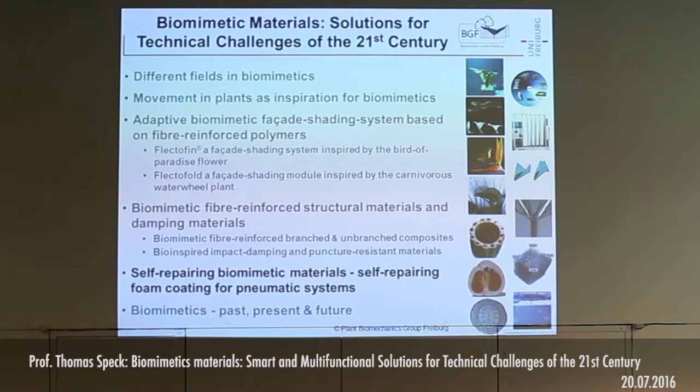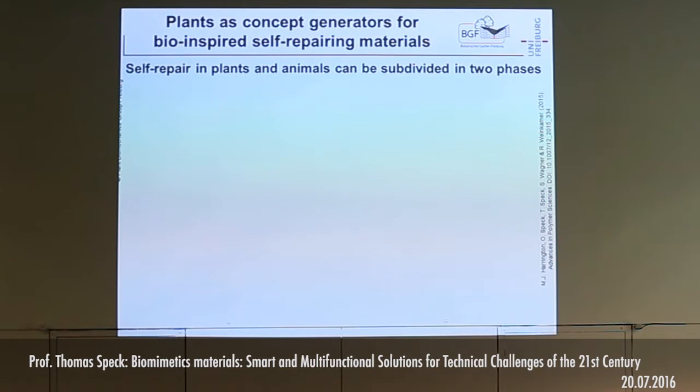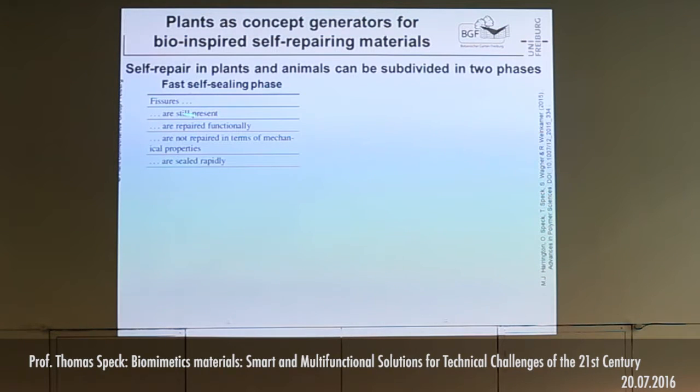So you have self-repair at all levels, from the molecules over the cells, over the tissue, over the entire organ. But you hardly find any self-repairing transitions into technical applications. And that's why we looked at plants, and we found something really interesting. In all plants, and we also looked at animals, you can subdivide self-repairing into a fast phase of self-sealing, which only seals the fissure. The fissure is still present. It's repaired functionally. This is when your blood clots. Blood doesn't run out anymore, but it's not repaired in terms of mechanics, and it's very fast.